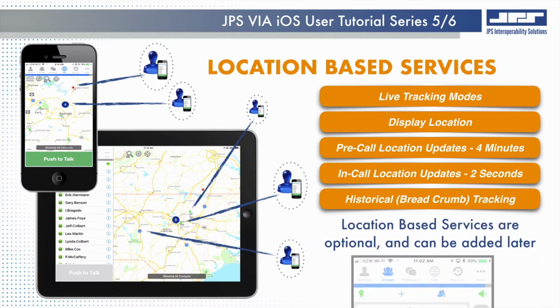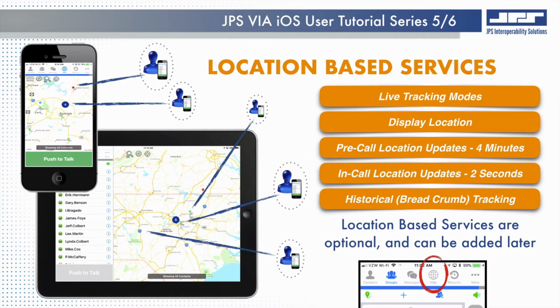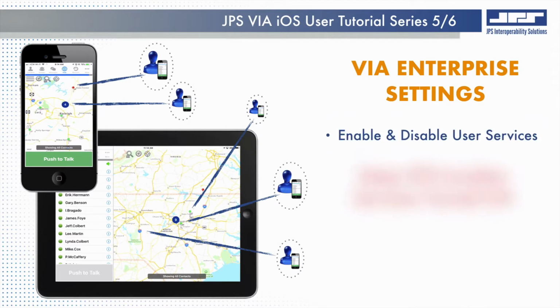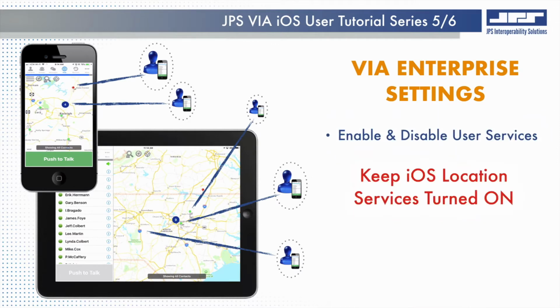The location-based feature is a VIA option and may not be available in some systems, but can always be added later. If the mapping option is enabled, the map icon will be visible in the header of the VIA app. When location-based services are enabled, the VIA Enterprise Administrator can control whether the VIA user can turn on or turn off the location services on any user's device.